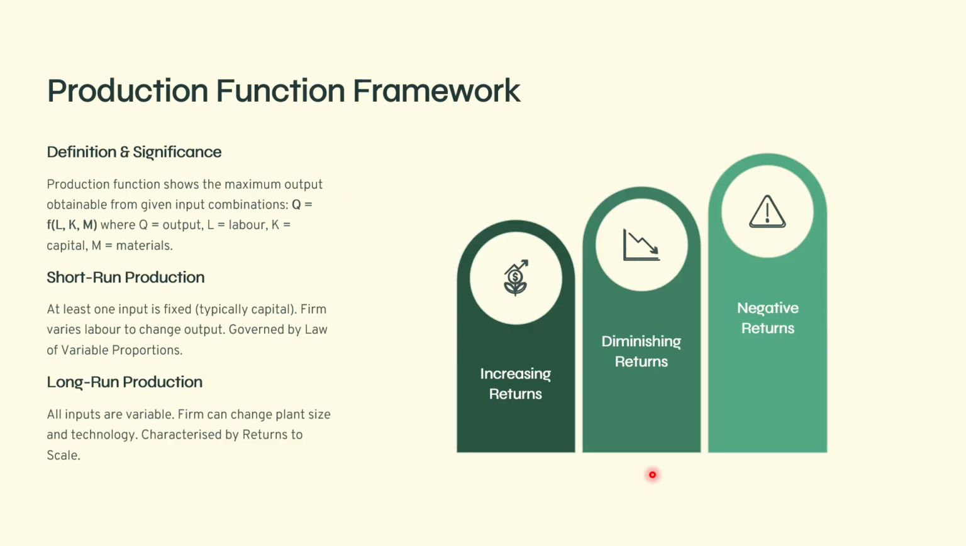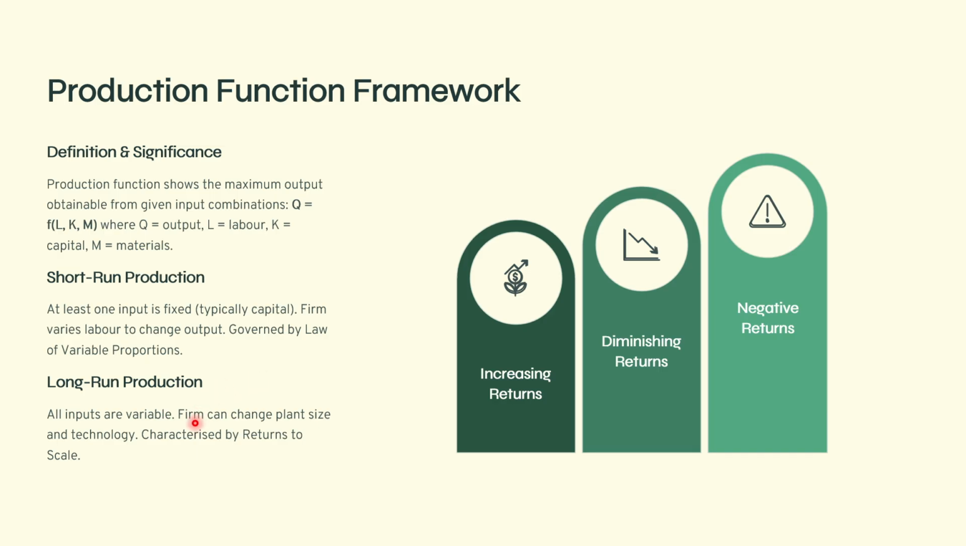So, production function framework. One is definition and significance, which you have to write. The production function shows the maximum output obtainable from a given input combination. So Q = f(L, K, M), where Q is output, L is labor, K is capital, M is material. Short run production: at least one input is fixed, typically capital. The firm varies labor to change output, governed by the law of variable proportions.